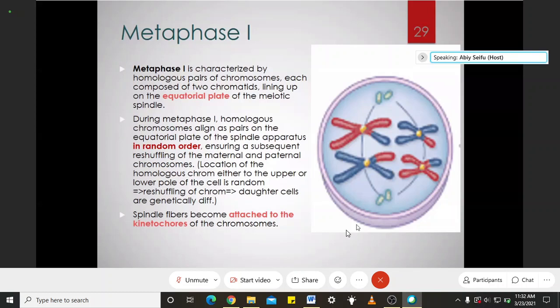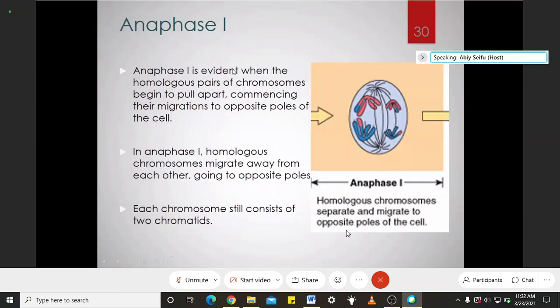The other one is that spindle fibers attach to the centromeres of both homologous chromosomes. Anaphase 1 is evident when the homologous chromosome pairs begin to pull apart. They separate, okay, with their sister chromatids, and migrate to the opposite poles of the cell. That is a major event during anaphase. So each chromosome still consists of its sister chromatids.